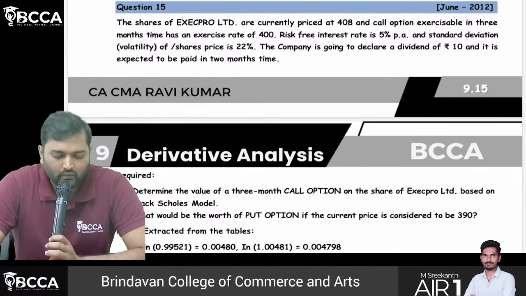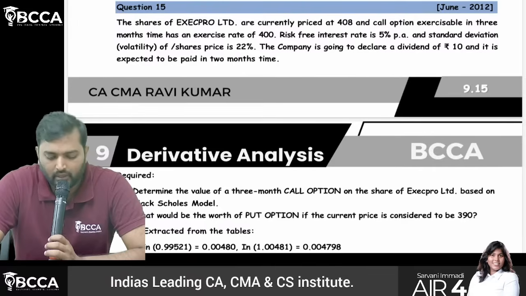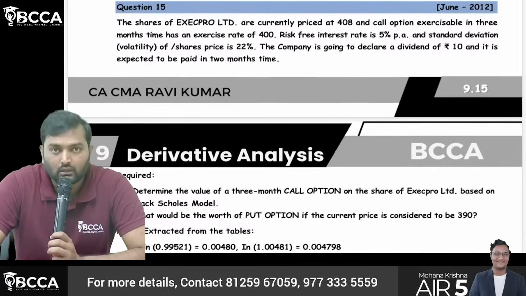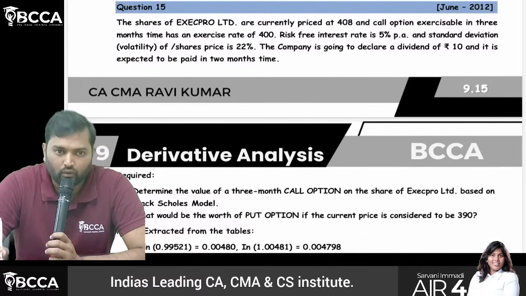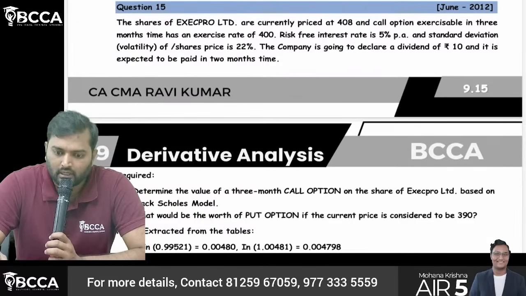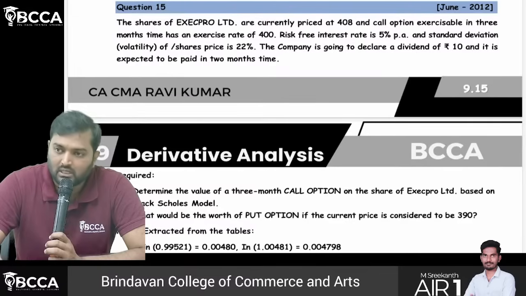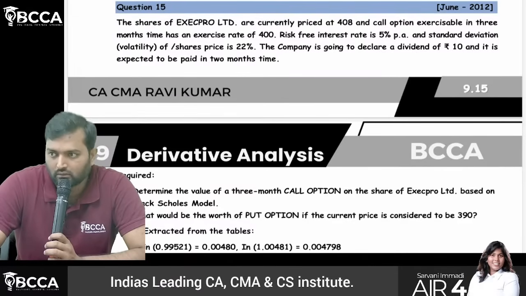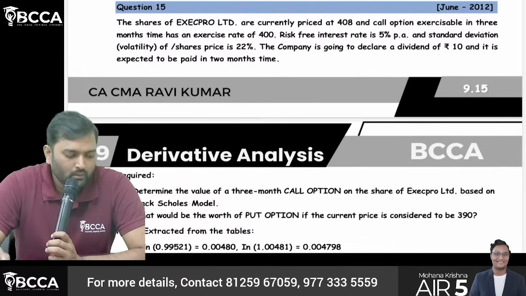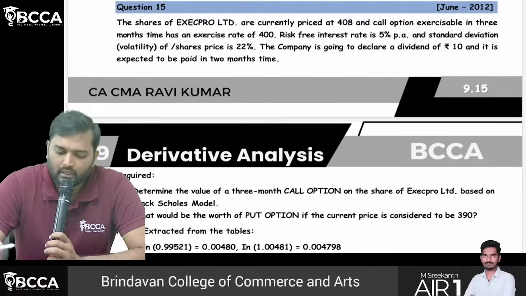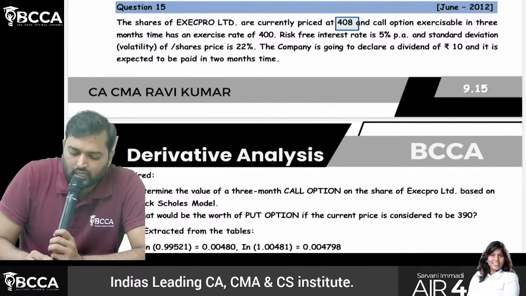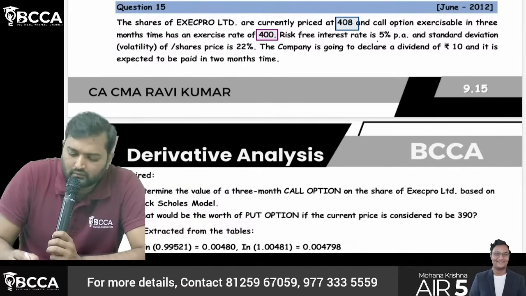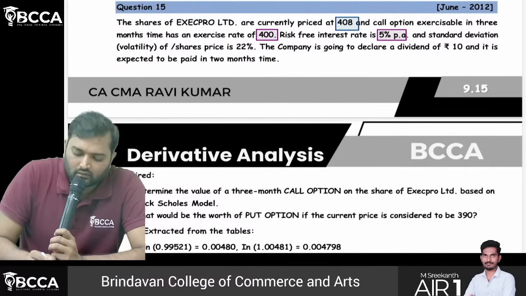Question number 15. The shares of X Pro Limited are currently priced at 408. Call option exercisable in 3 months time has an exercise rate of 400. Risk-free interest rate is 5% per annum. Standard deviation of the shares is 22%. Standard deviation is given, which means we should use the Black-Scholes model. And two possible prices will not be given in the question. So current price is 408, exercise rate 400, risk-free rate 5% per annum, standard deviation 22%.